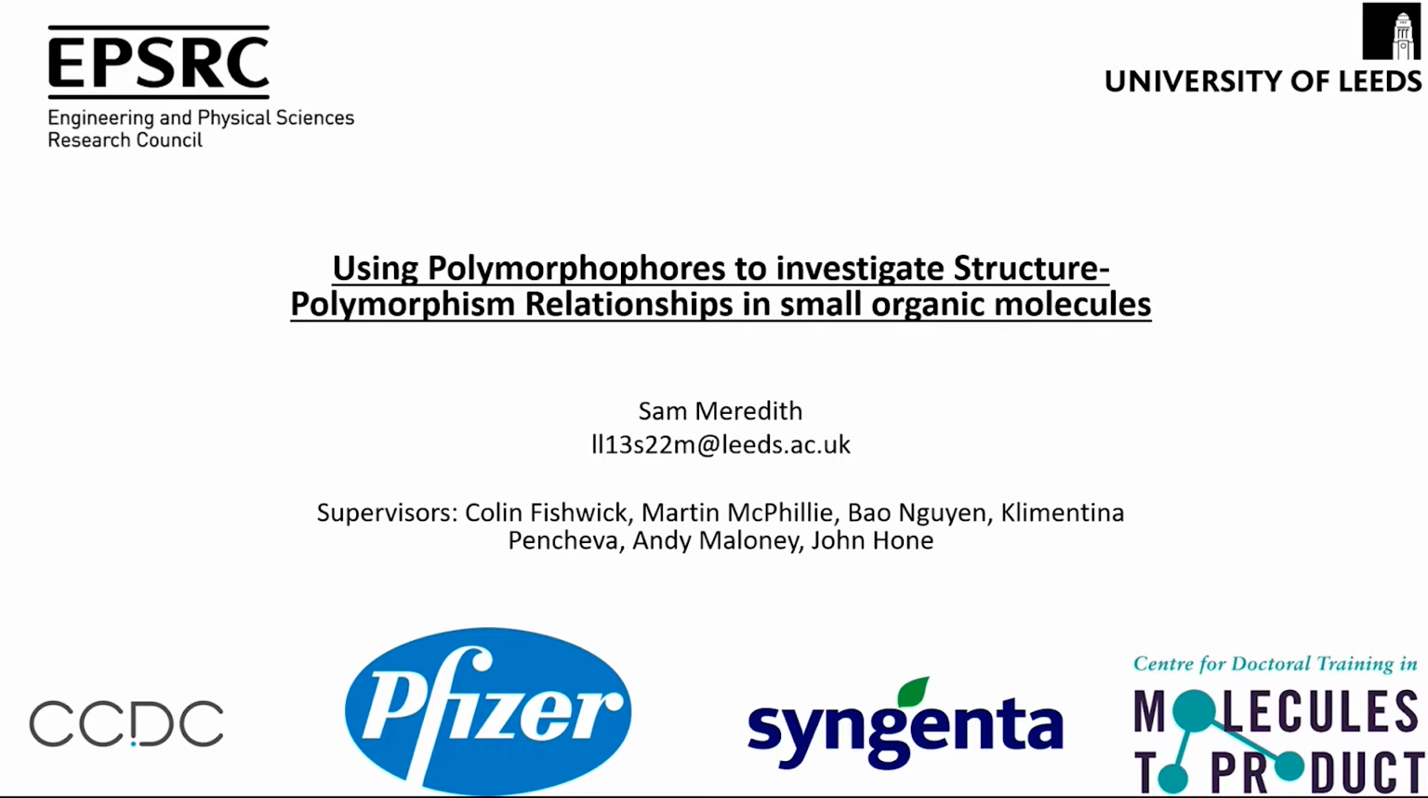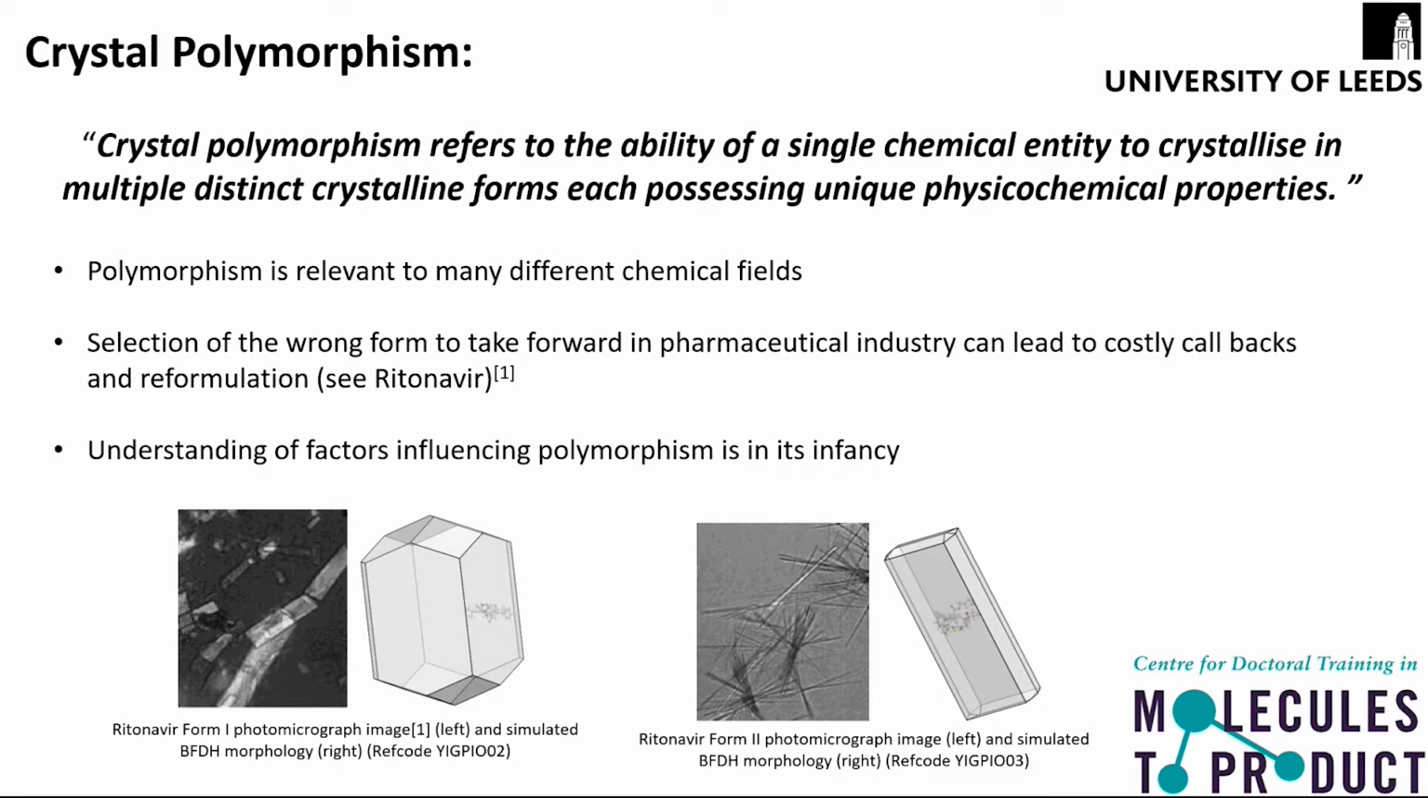I think it'd be useful to start with some definitions for those who might need reminding or those who don't know. Crystal polymorphism refers to the ability of a single chemical entity to crystallize in multiple distinct crystalline forms, which each possess unique physicochemical properties. The performance of compounds when formulated into products is dependent on these physical chemical properties, which means crystal polymorphism is relevant to many different fields.